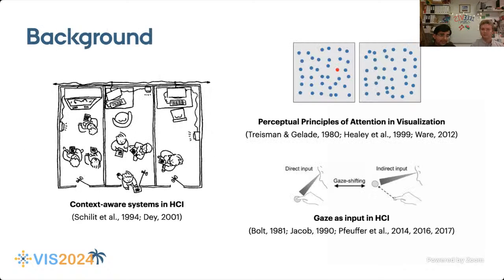While context-aware systems have long adapted to users' environments, most visualizations do not do this. Although perceptual theories of attention and advances in eye tracking research have improved our understanding of user focus, visualizations rarely take advantage of this. So this is where our concept of attention-aware visualizations, or AAVs, comes in. AAVs are designed to respond to your attention, whether through gaze tracking, head orientation, or mouse movement.